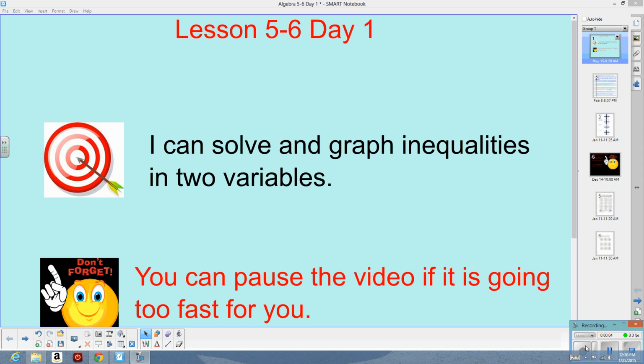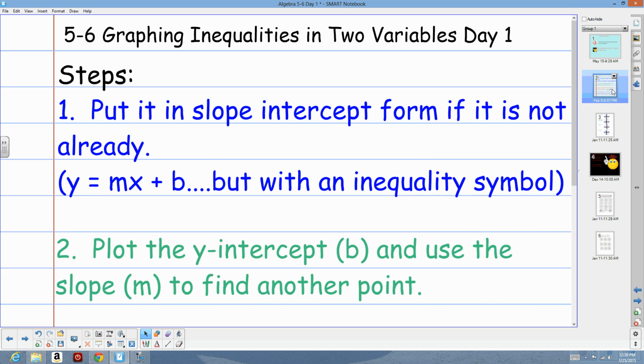In Lesson 5-6, Day 1, you will solve and graph inequalities in two variables. The ones that you will be working on this day will already have them in slope-intercept form. Here are the steps for solving inequalities in two variables.